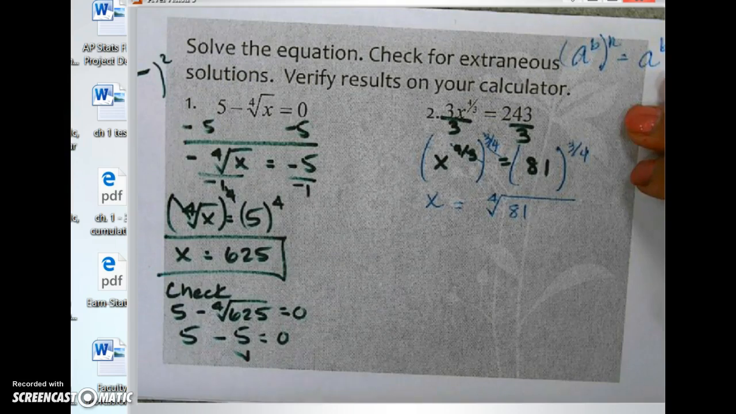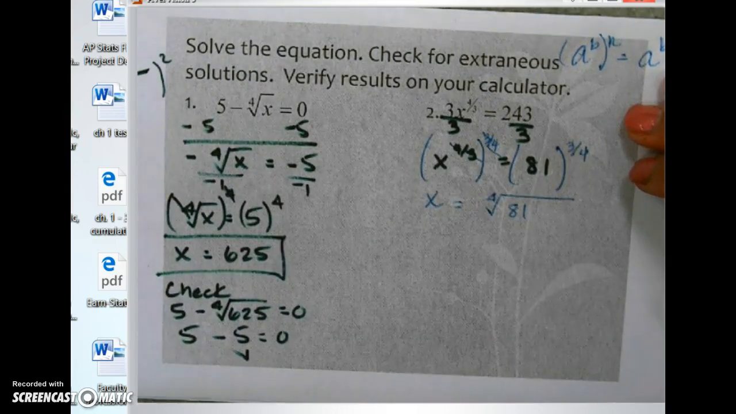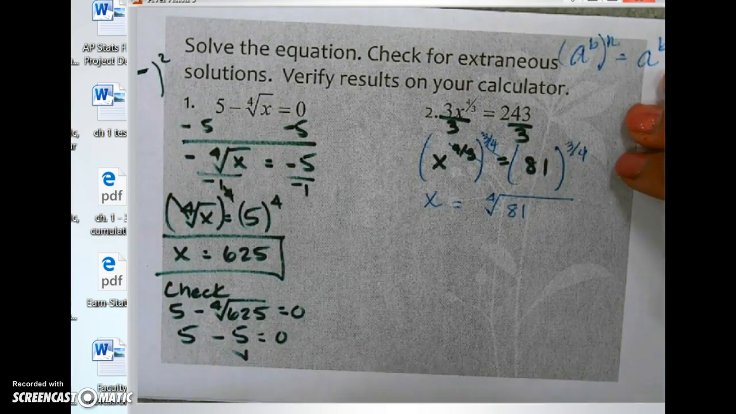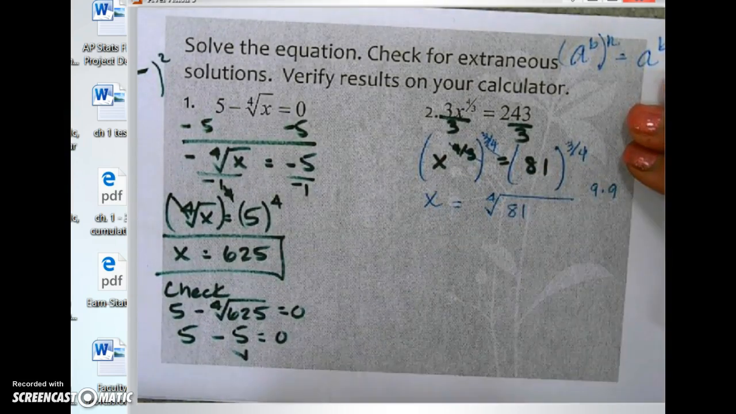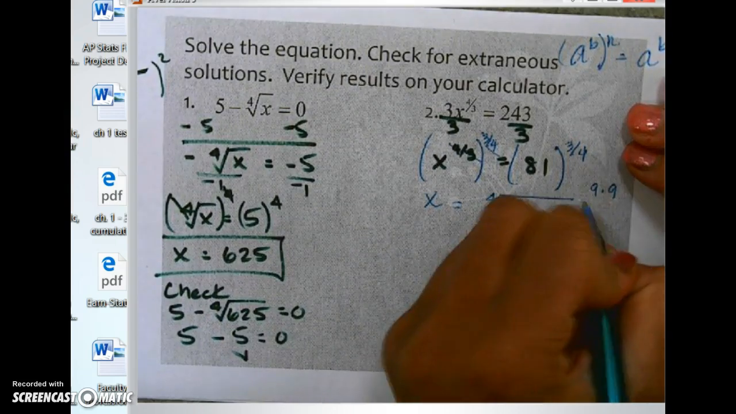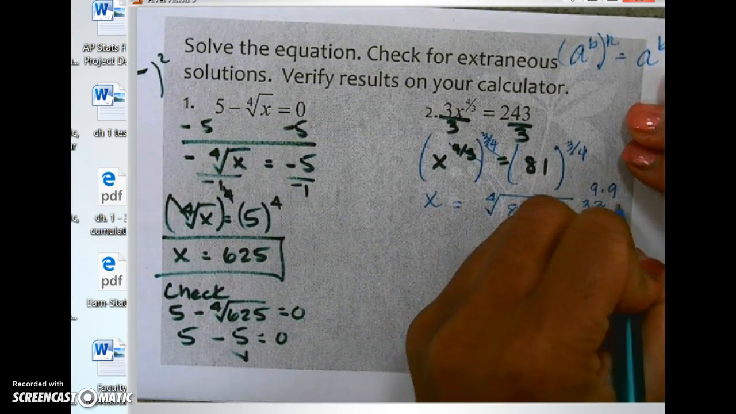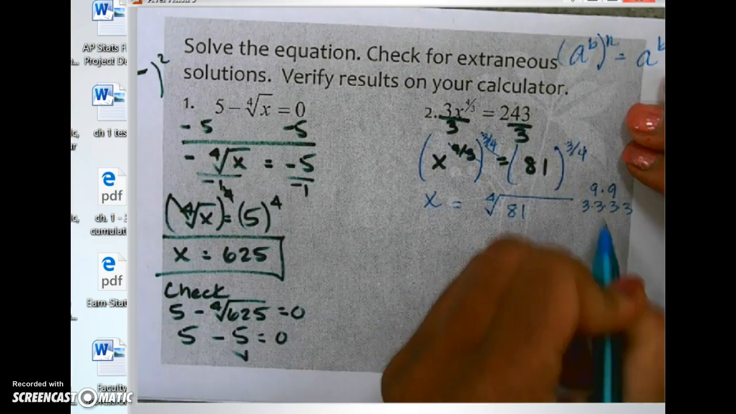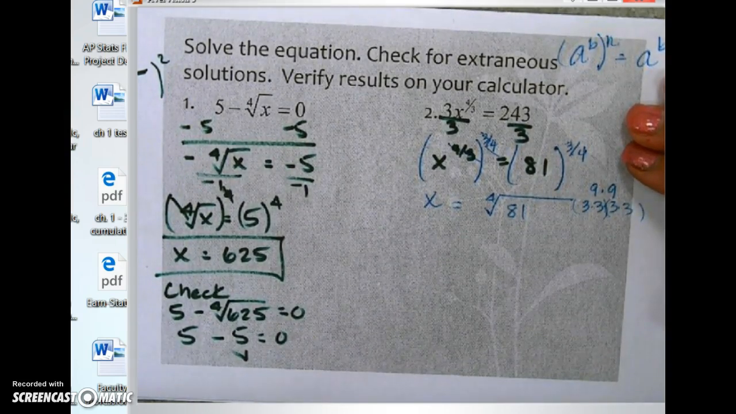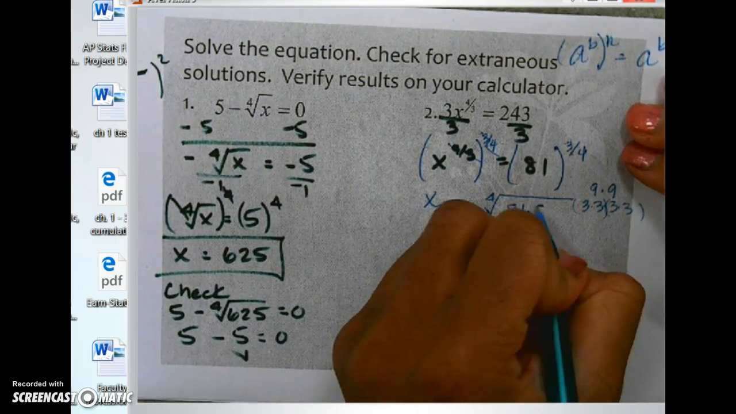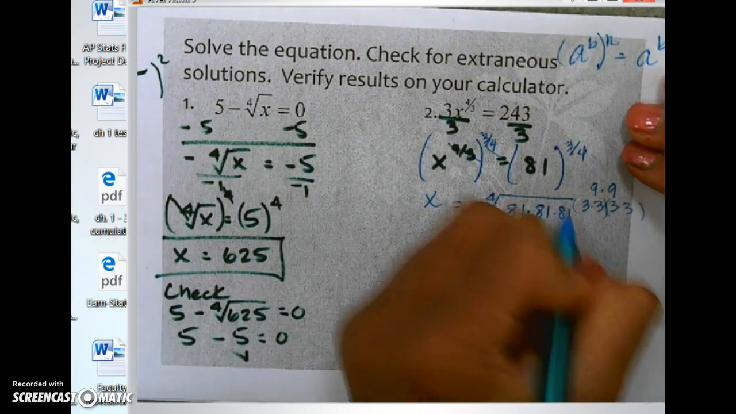So what I would like to do is look at that 81 and try to break that down a little bit. I know that it's 9 times 9, but 9 times 9 is like 3 times 3 times 3 times 3. Now the thing is though, this is 81 times 81 times 81 because of this 3.